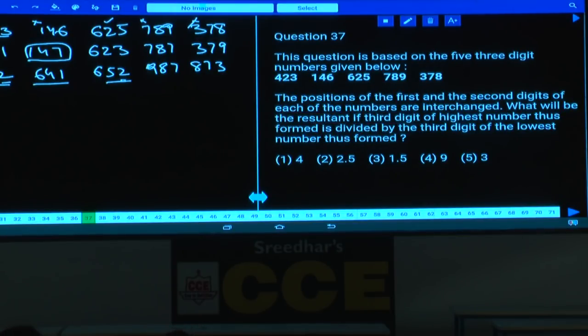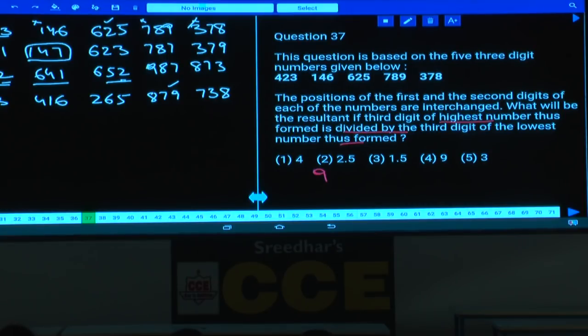Then question number 37. The positions of the first and the second digit of each of the numbers are interchanged. Then, first and the second are interchanged. 423 will be 243, and 146 will be 416, and 625 will be 265, and 789 will be 879. 378 will be 738. Then, what will be the result if the third digit of the highest number thus formed is divided by the third digit of the lowest number? Third digit of the highest number, what is the highest number here? 879. And what is the third digit? 9.